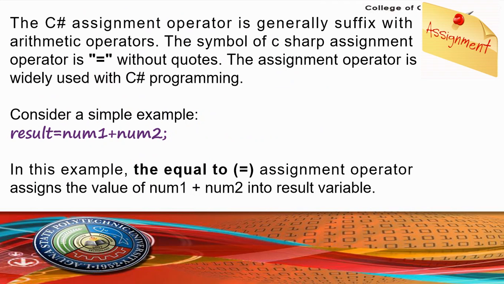Alright, next, let's talk about the C-sharp assignment operator. The C-sharp assignment operator is generally suffixed with arithmetic operators. The symbol of the C-sharp assignment operator is the equal sign. The assignment operator is widely used in C-sharp programming. Here is an example. We have here result is equal to num1 plus num2. In this example, the equal to assignment operator assigns the value of num1 plus num2 to the variable result.